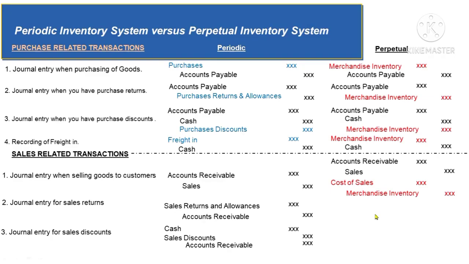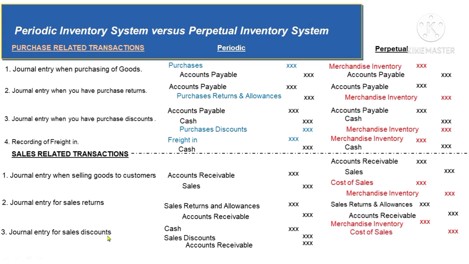Next, let's talk about the sales returns. So the same with the sales, the periodic and the perpetual inventory system have the same entry. However, in the perpetual system, there is another entry, which is to debit the merchandise inventory account to reflect the goods received as returns from the customers, and credit, of course, the cost of sales.